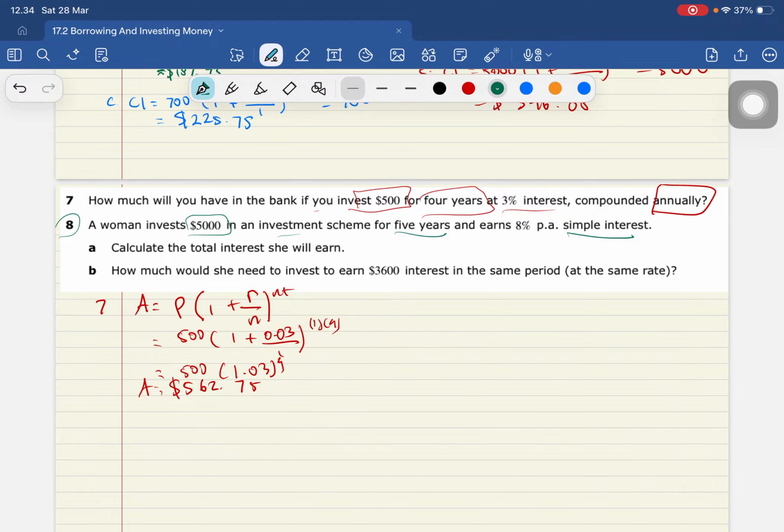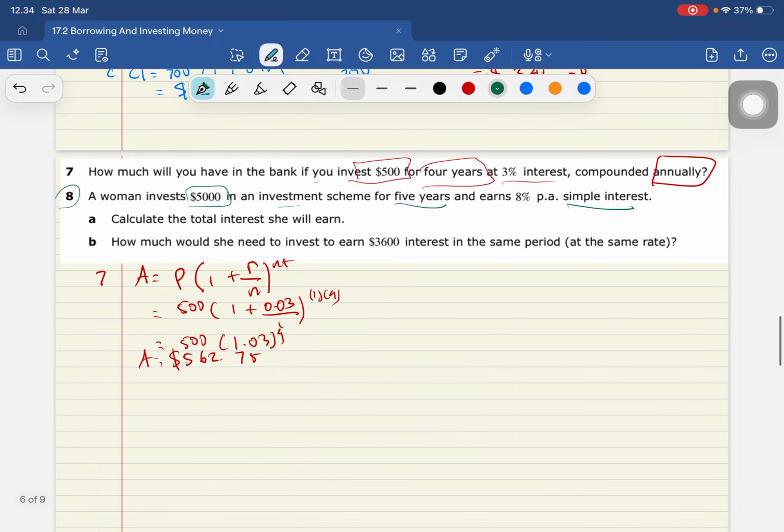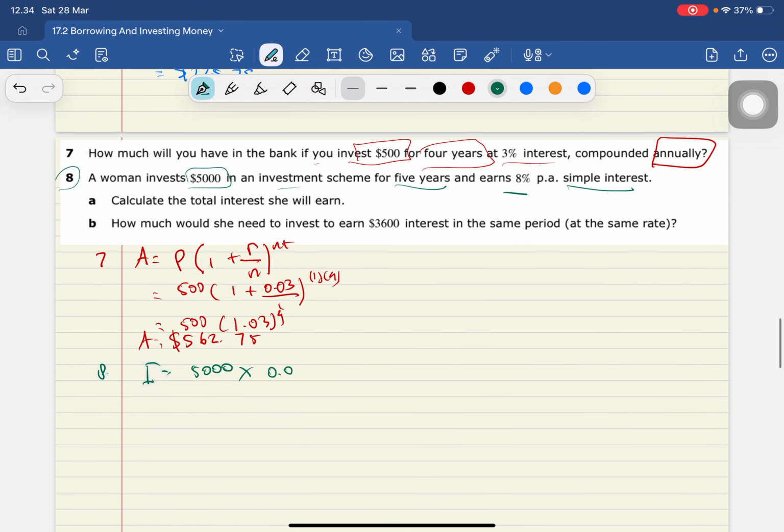Number 8. Okay, invest 5,000 for 5 years. This is just simple interest, so we don't need to use compound. As this is simple interest, I will write it here, 8. The simple interest: invested 5,000, so I write 5,000 multiplied with the rate 8%, so 0.08, multiplied with the length, which is 5. So it's going to be 2,000.